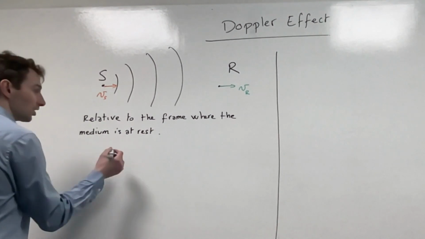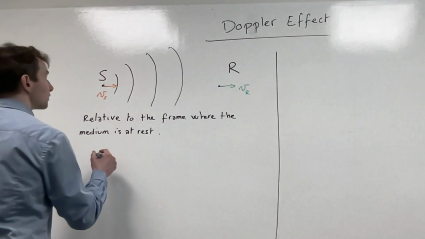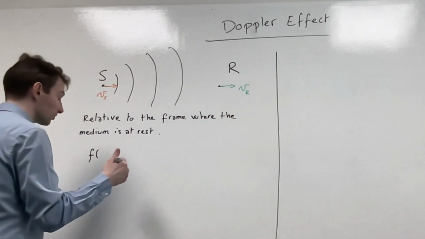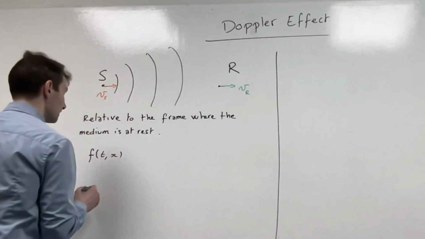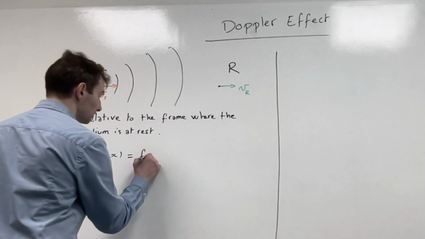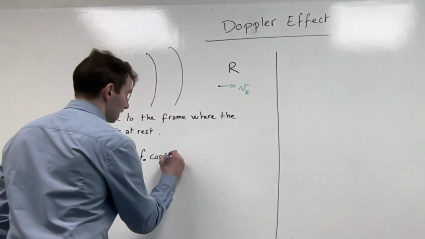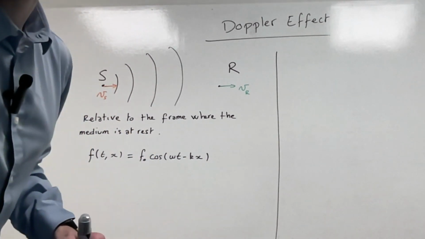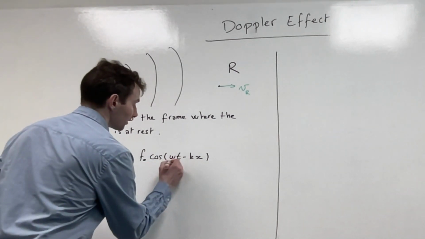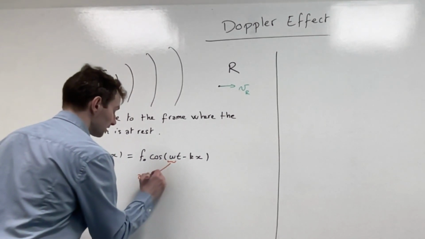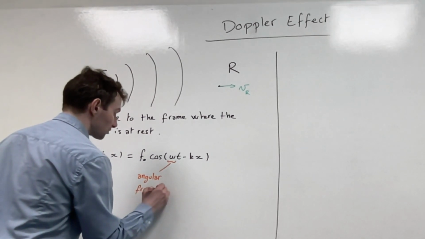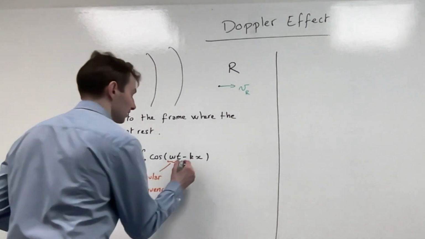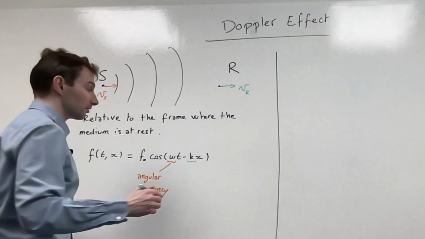So let's denote f, so that's the wave, the signal or whatever, and that's a function of t and x, and that's going to be equal to some amplitude f0 times cosine of (omega t minus kx). Now these different things correspond to different quantities. The omega here is the so-called angular frequency, or sometimes simply frequency, but if that's the case we need to be careful that this is a frequency expressed in radians per second. And then this other term here is k, and that's called the wave vector.